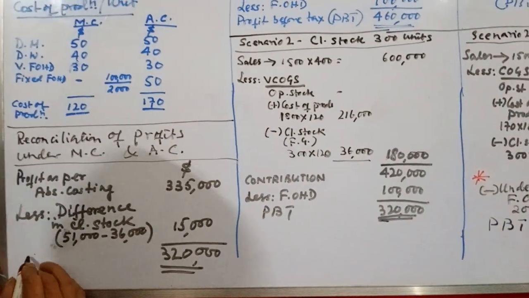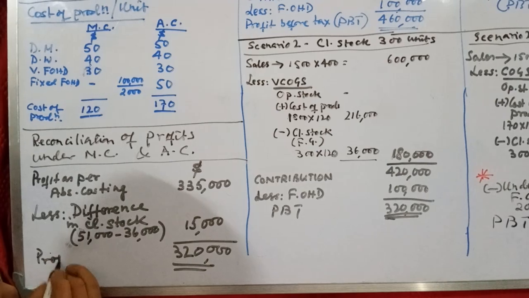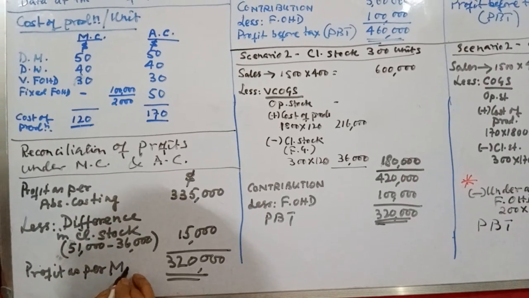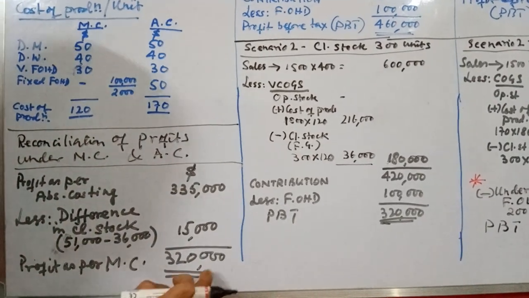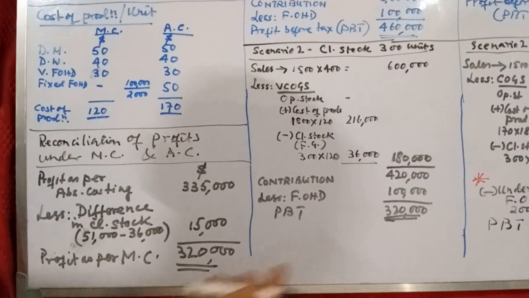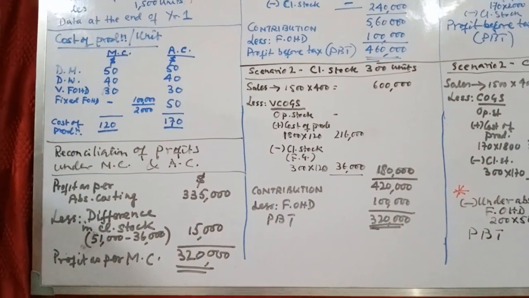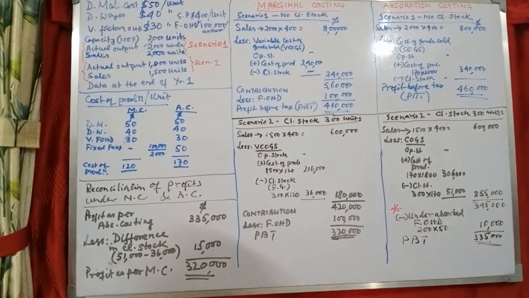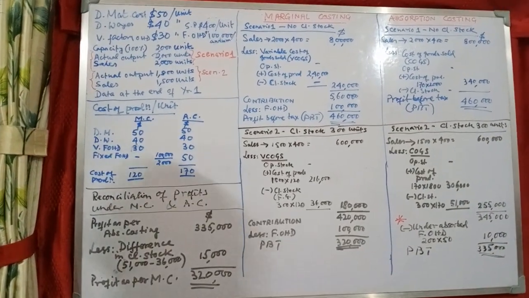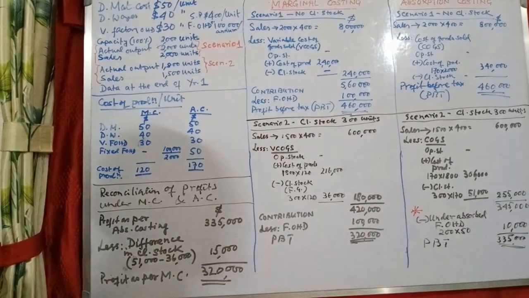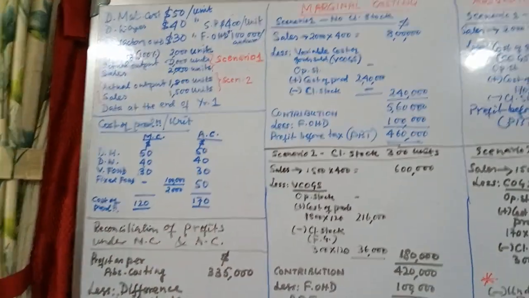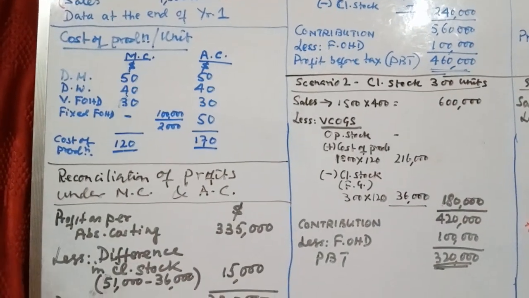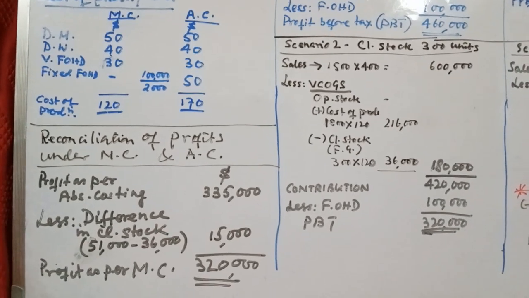Okay. This is profit as per marginal cost. So we have done it right. Our working out of the problem, the solution, is correct. This is also a way of cross-checking. Reconciliation enables us to cross-check whether we have done it correctly or not.